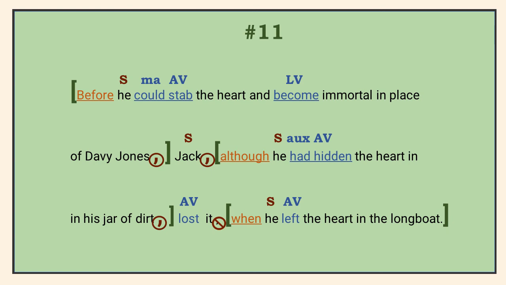The opening adverb clause has a compound verb, could stab and become. The clause tells when Jack lost it. You need a comma. The second adverb clause interrupts the independent clause, so we need commas on both sides. It tells under what condition he lost it. The third follows the independent clause and tells when he lost it. No comma. This sentence isn't a shining example of stylistically strong writing. It's over-subordinated and awkward, but it isn't grammatically incorrect.